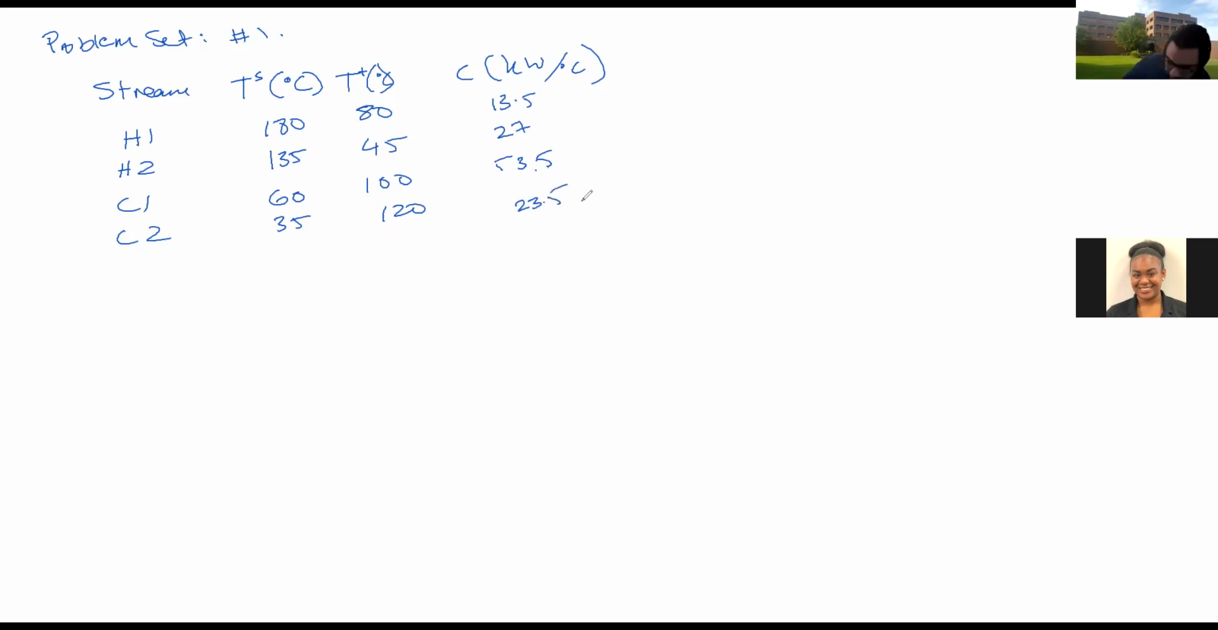So let's do this step by step. Let me find my calculator here. Good, here we go. Okay, so step 1 is always subtract, and we're also given delta T minimum, right? We're told delta T minimum is 15 degrees Celsius, okay? So step 1 will always be to subtract delta T minimum from the hot streams, and only from the hot streams.